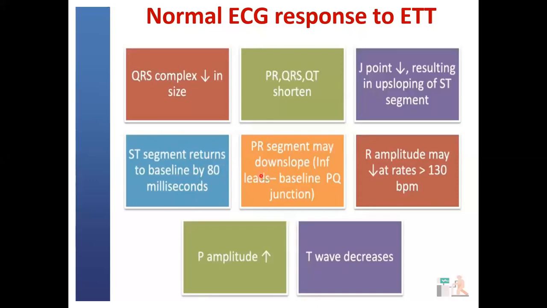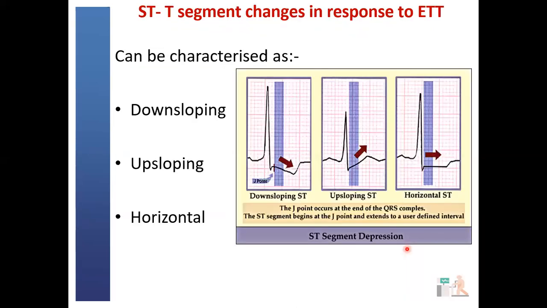And the PR segment has a downslope, especially in the inferior leads, and R amplitude may also decrease, particularly when we begin to achieve a heart rate of greater than 130 beats per minute. P amplitude tends to increase, and the T wave tends to decrease. So all these changes depicted here are normal ECG responses to exercise stress testing.